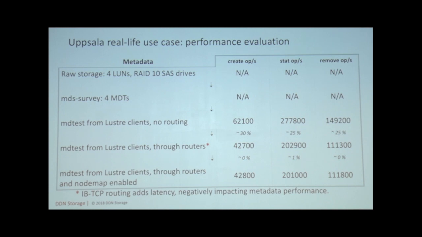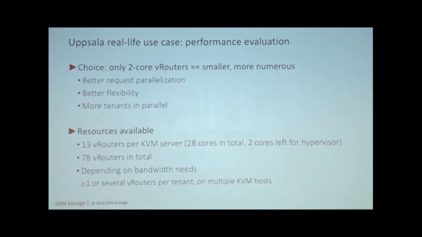But the good news is, at least in this context, when we activate the node map feature, we do not suffer from any performance penalty. So again, this is good news. In the end, our choice was to only use 2 core virtual routers. It's easier to administrate, it's more flexible, and it will let us support more tenants in parallel.